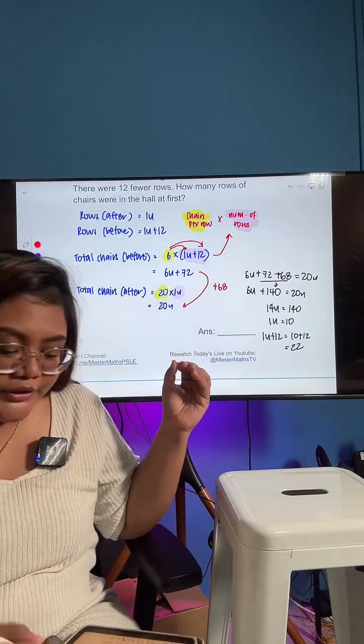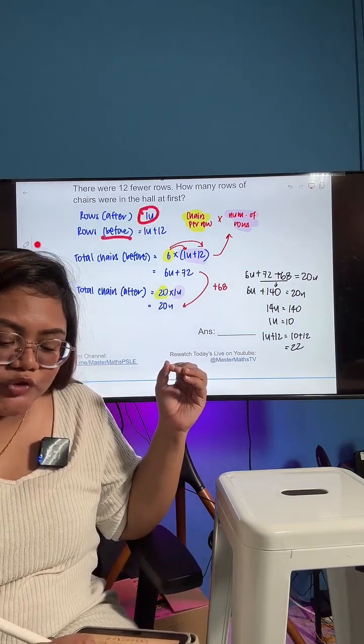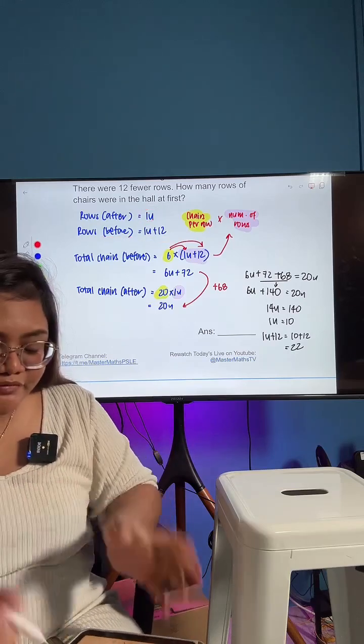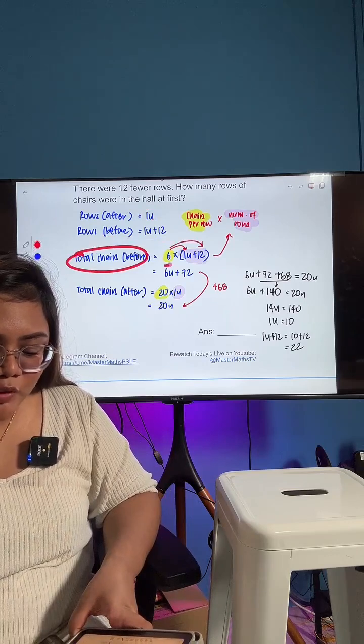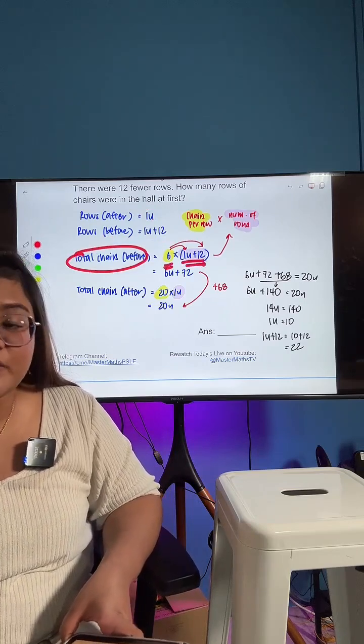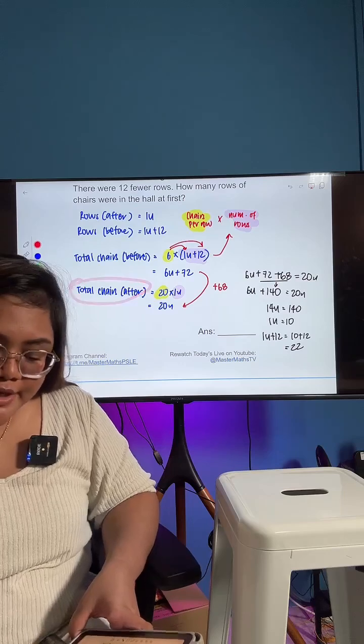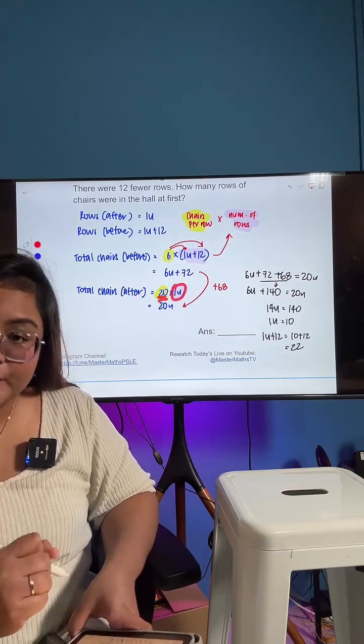You can call 1 unit to be the rows after, then the rows before will be 1 unit plus 12. Okay? And then find the total chairs before: number of rows times the chairs per row. That is total chairs before. Total chairs after is also the same: chairs per row times number of rows.